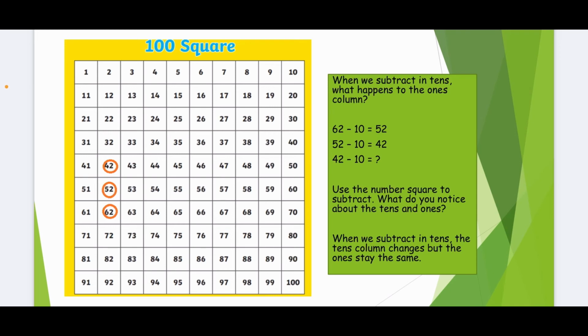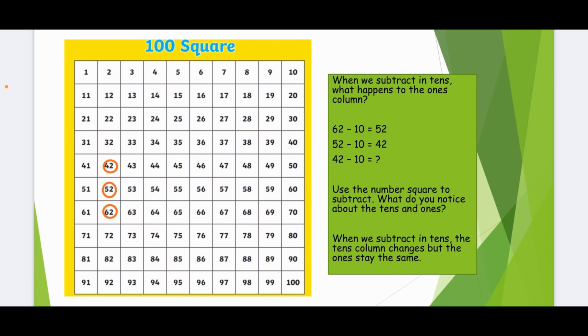And can you see a pattern? 62, 52, 42. Now these are all subtracting in tens. And what do you notice about that? I notice that the ones stay the same, and that's because when you subtract in tens, it's the tens column that changes and not the ones.